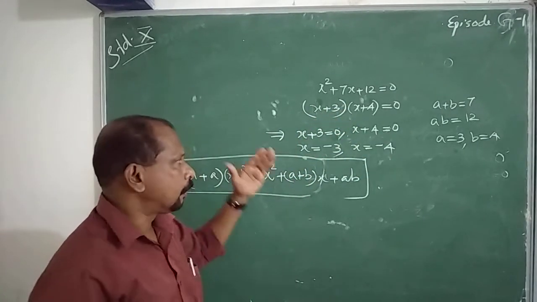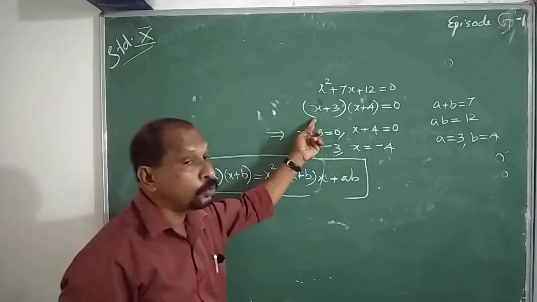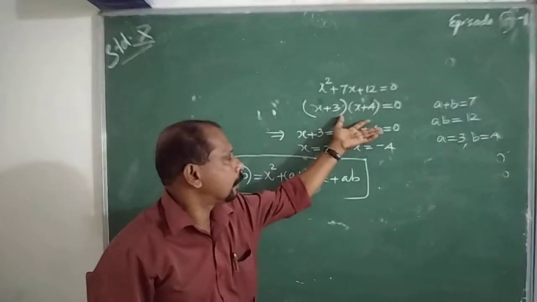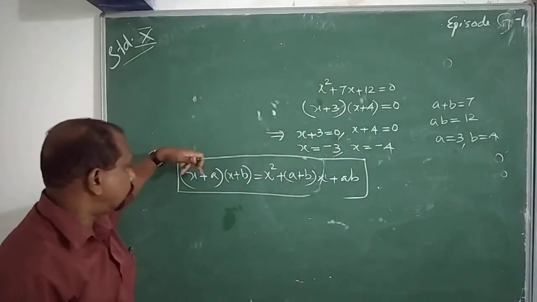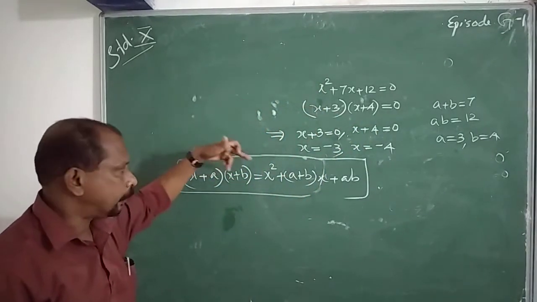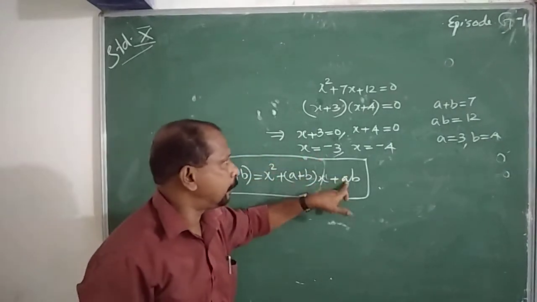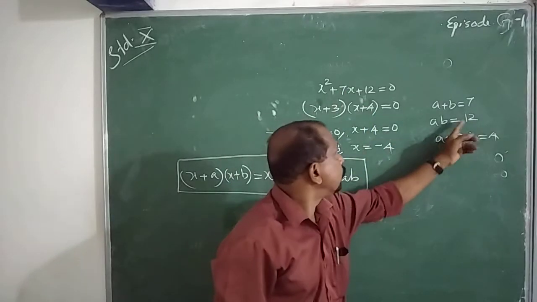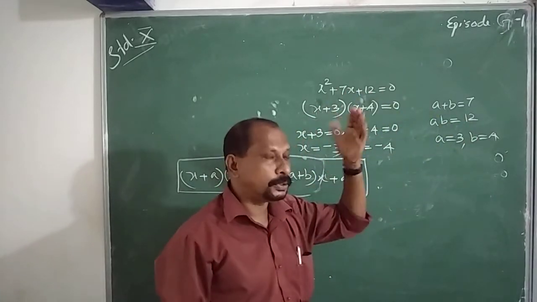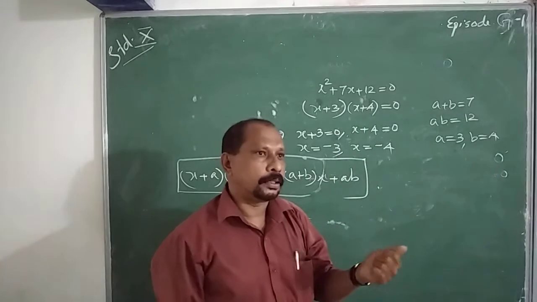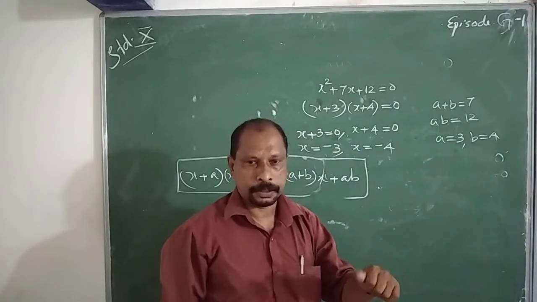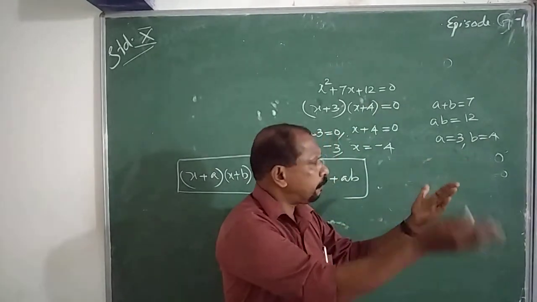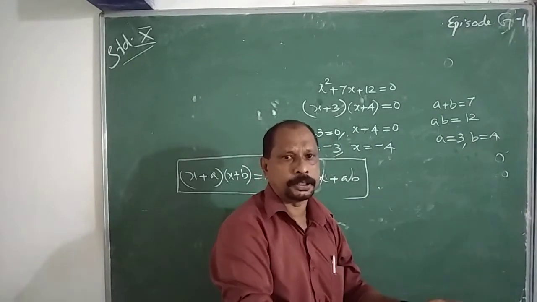Factorization method is what? We can factorize that into two polynomials with first degree, that is factorization. And compare this equation: x plus a into x plus b is equal to x square plus a plus b into x plus ab. Therefore, first of all, we can write down a plus b is equal to 7 and a into b is equal to 12. Then, using the multiplication table, we know that 3 plus 4 is equal to 7 and 3 into 4 is equal to 12. Therefore, a is equal to 3, b is equal to 4. Similarly, we can convert into b is equal to 3, a is equal to 4.